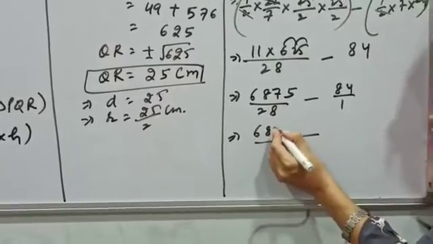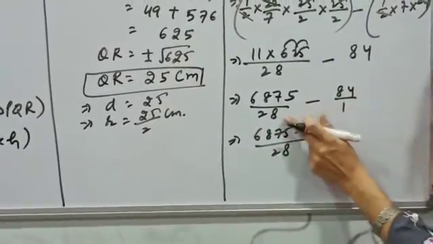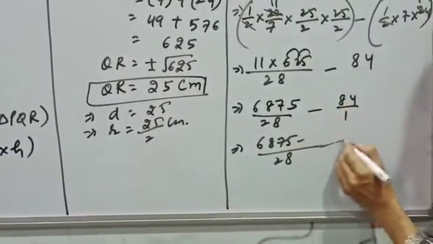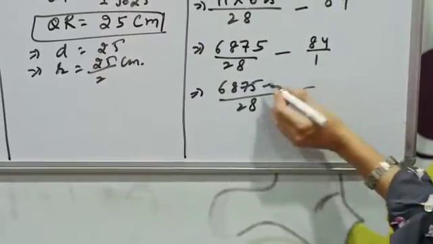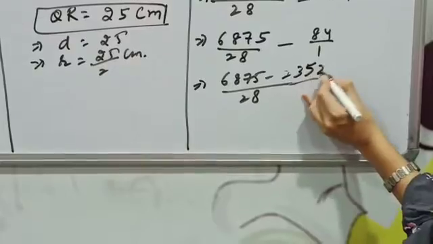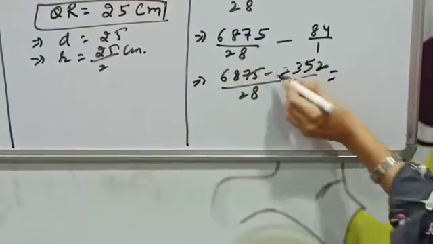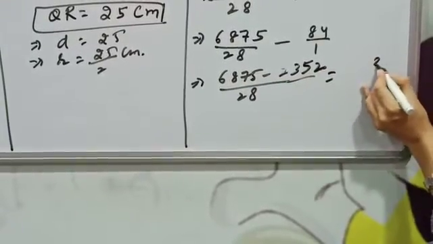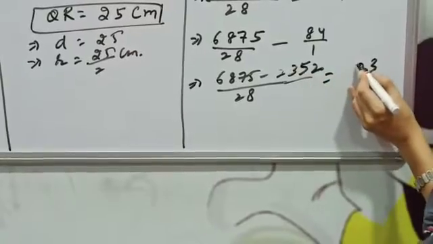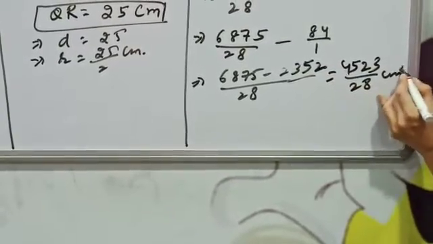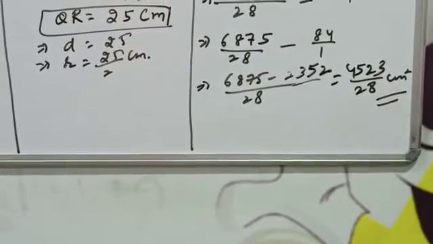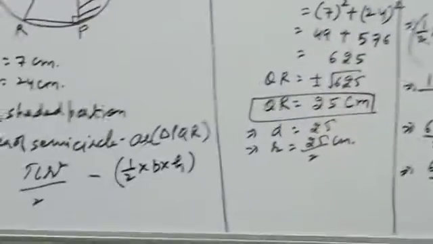So here is 6875 minus 84, 28s are... So it makes 2352, and now go with the minus, 5 minus 2, here is 3, 2, 5 and 4 upon 28 centimeter square. So this one is the shaded area of the given figure.